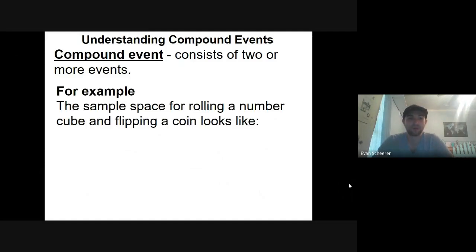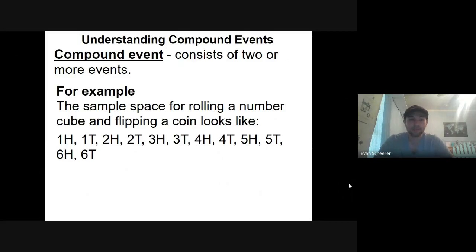So for example, we want to find the sample space for rolling a number cube, so rolling a die, and flipping a coin. Let's look at all the possibilities of rolling a die and flipping a coin. Well, if you roll a die, you can get 1, 2, 3, 4, 5, 6. If you flip a coin, you can get heads or tails. So that means all the possibilities are: you roll a 1, you flip heads. You roll a 1, you flip tails. You roll 2, flip heads. You roll 2, flip tails. You roll 3, flip heads. You roll 3, flip tails, and so on, all the way to 6, flip heads, 6, flip tails, right?